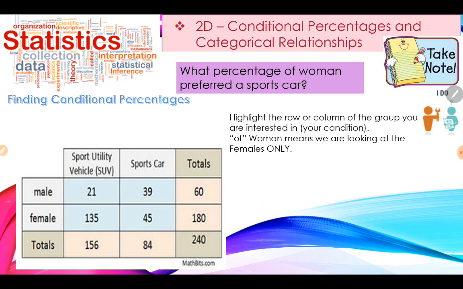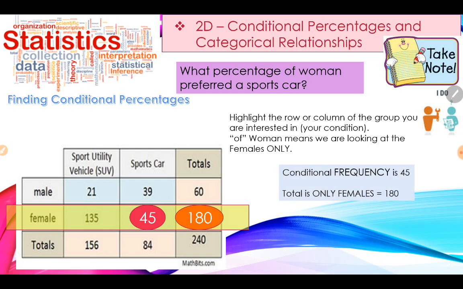So what percentage of women preferred a sports car? First, we highlight the row or column of the group we are interested in. That's your condition. So the condition is, which room are we in? If we split our group into men and women, that's the condition. They go to the room based on that condition. So now we're just looking at the condition of female, in the room where all the females are. Now the next thing we're looking at is, in this room with the 180 females, how many of them preferred a sports car? 45. So there's 45 that raised their hand for sports car out of 180 total people in the room.